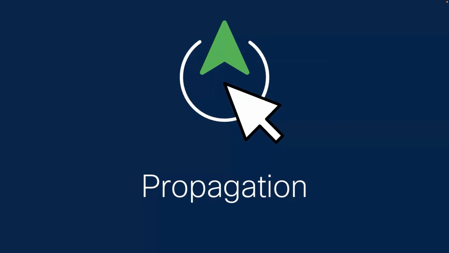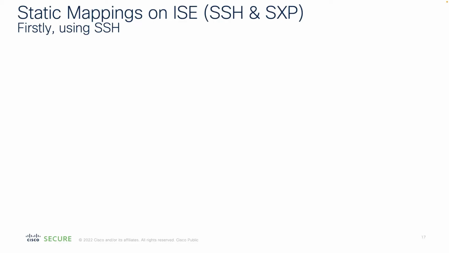So now we're moving on to propagation. If you remember, propagation is about propagating the source SGT typically from one device to another. And the idea is that you propagate them towards an enforcement point, because at some point you want to enforce from source to destination. So I just wanted to talk about sending mappings from ISE. So we can propagate mappings from ISE down to network devices using SXP or SSH.